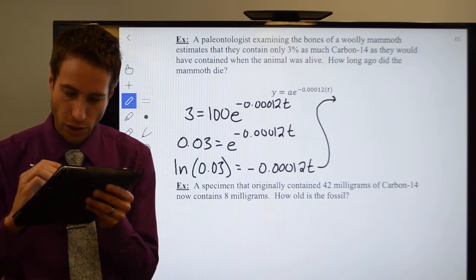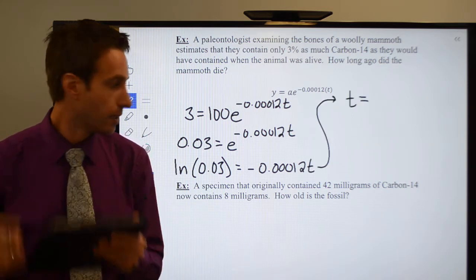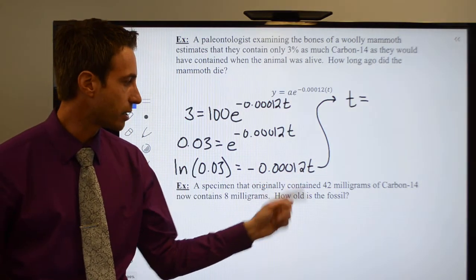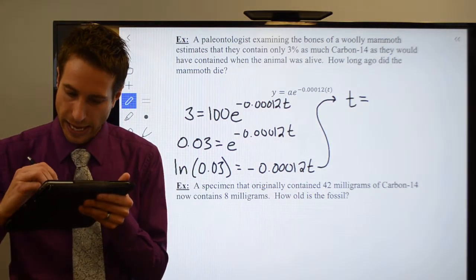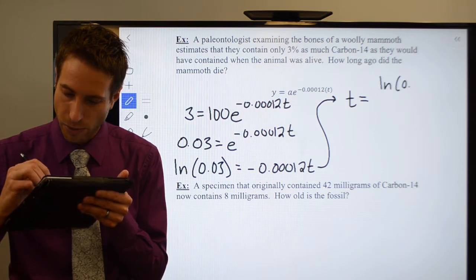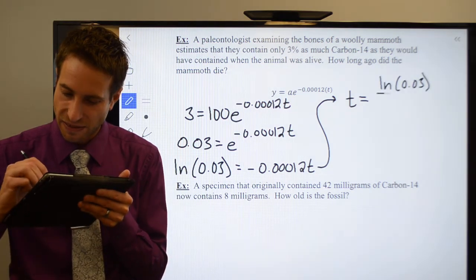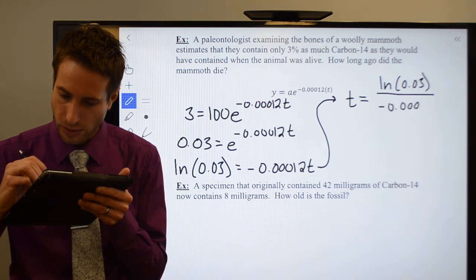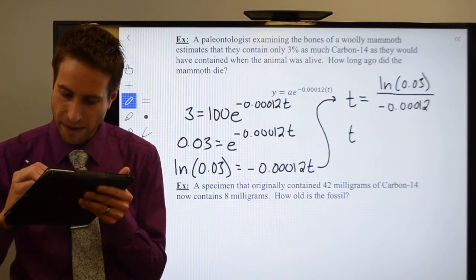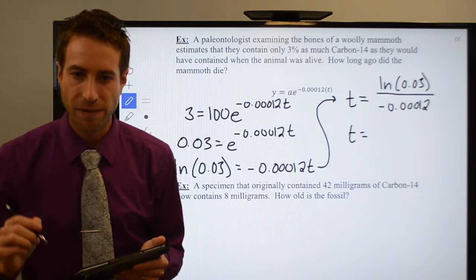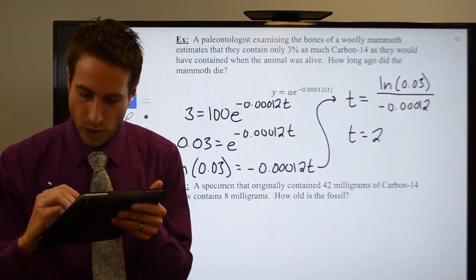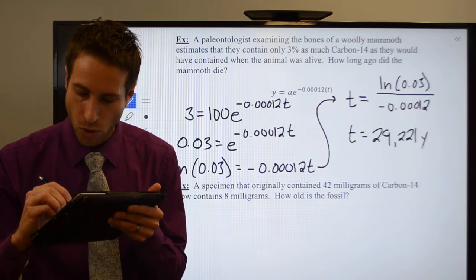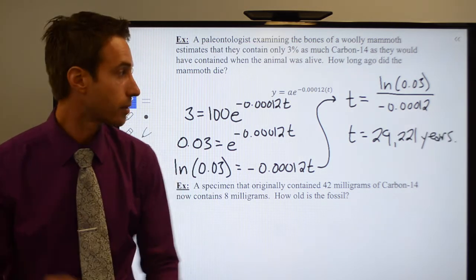In order to solve this for t, that's multiplication, so I'll divide by negative 0.00012, and here's what we get. We get the ln of 0.03 divided by negative 0.00012. If you do that, don't fat finger something on your calculator, I get 29,221 years.